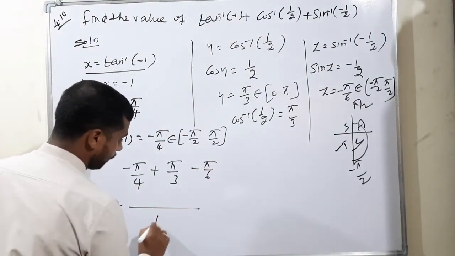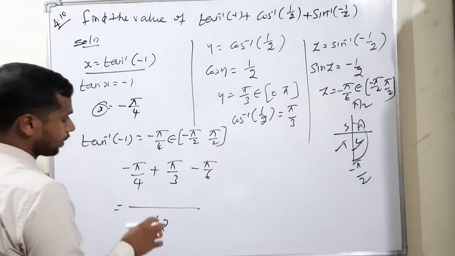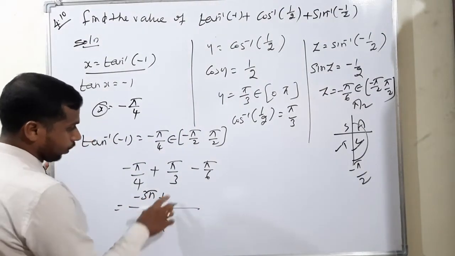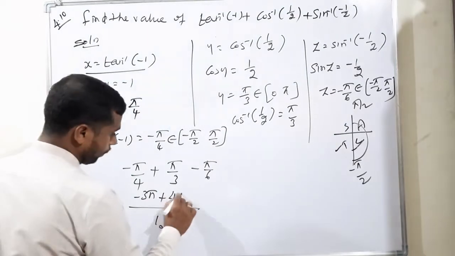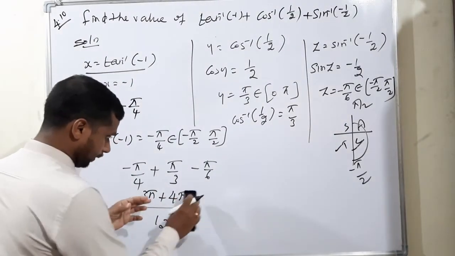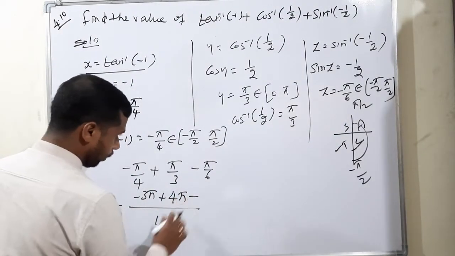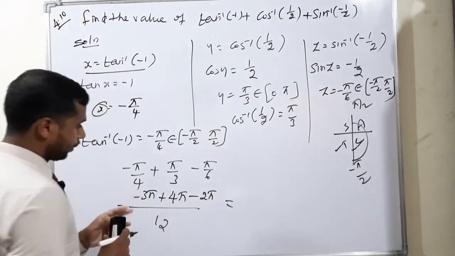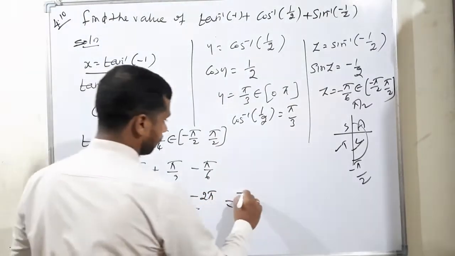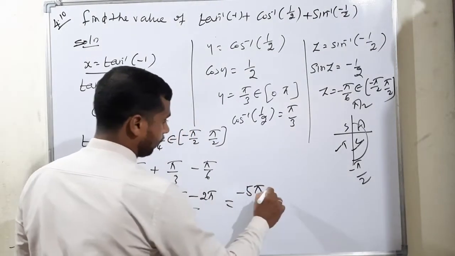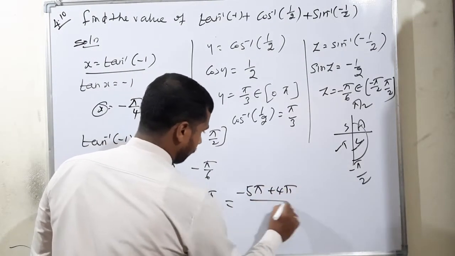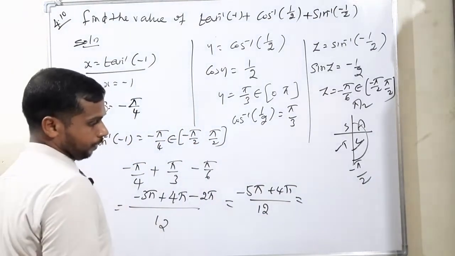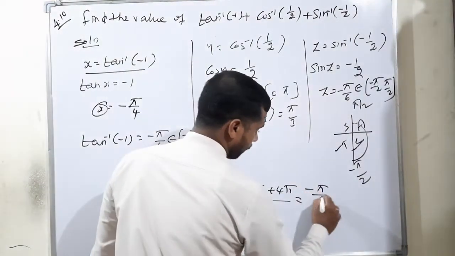So the common denominator is 12. 12 divided by 4 is 3 times, so 3 into pi means negative 3 pi. Plus 12 divided by 3 is 4 times, so 4 pi. Next, minus 12 divided by 6 is 2 times, so 2 pi. So negative 3 pi, negative 2 pi means negative 5 pi, plus 4 pi, over 12, isn't it? Therefore the answer will be negative pi by 6.